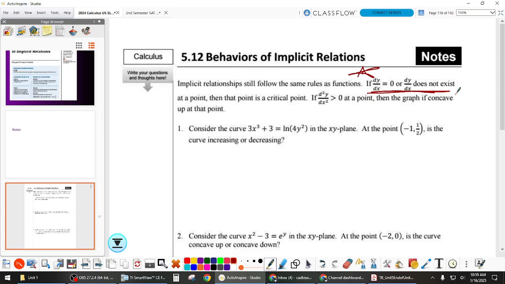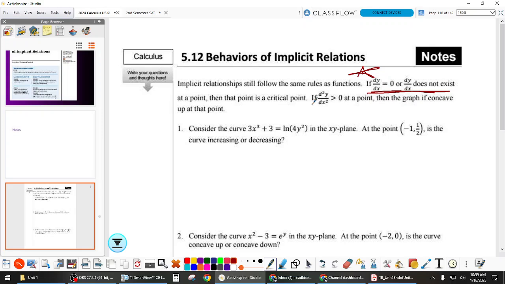Now it's going to be if dy/dx is either 0 or does not exist, then there's a critical point. Same thing if d 2y over dx squared is greater than 0, then it's concave up. If it's less than 0, it's concave down. All that's the same. So really what's changing? It's implicit now. Yeah, the derivative process will be a little more complicated and you just have to pay more attention.